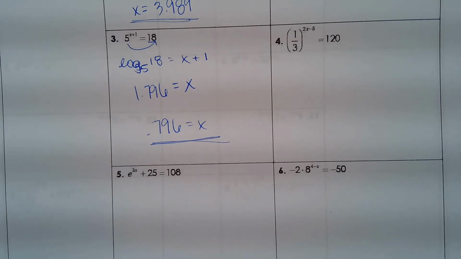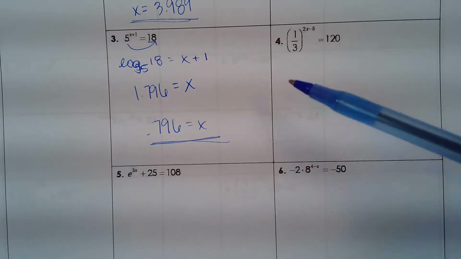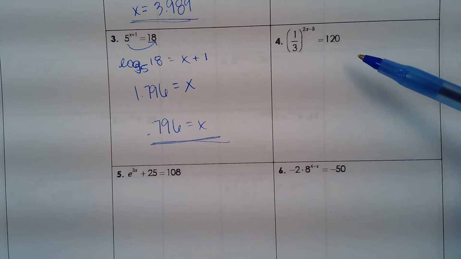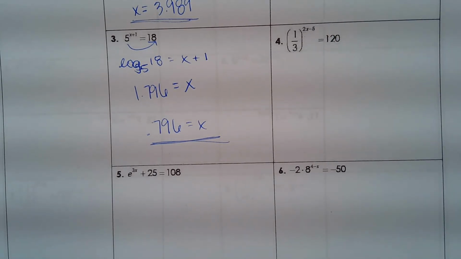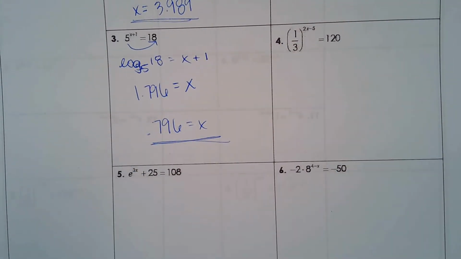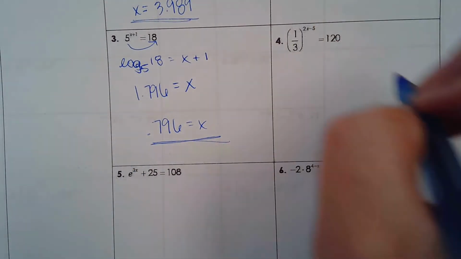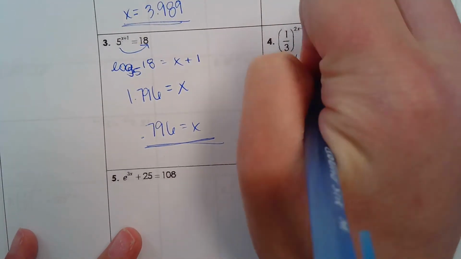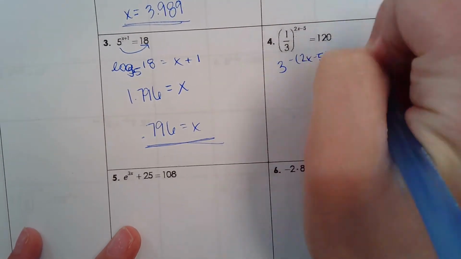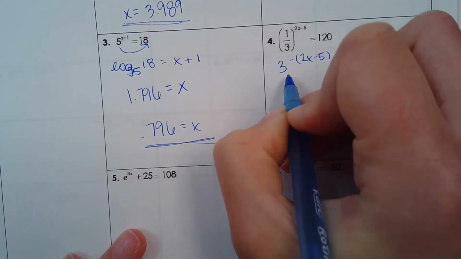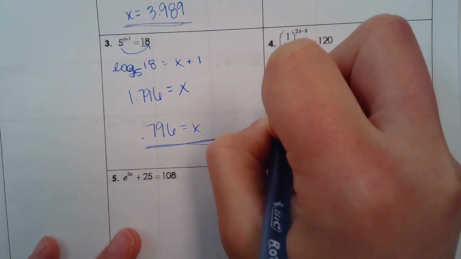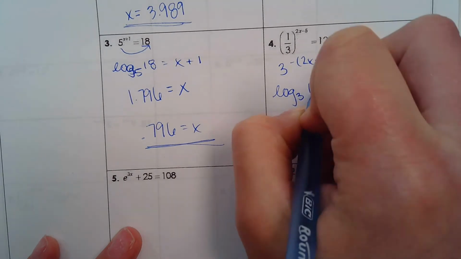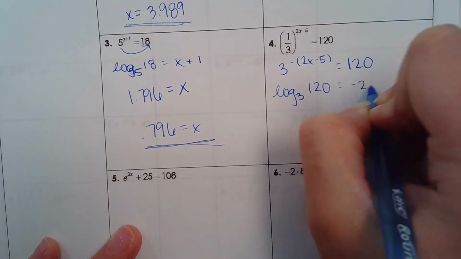So what I did for number 4, we can rewrite that as 3 to the negative whatever. Then we don't have to worry about odd things happening with a 1/3 as our base. So I think that's helpful. So we'll do that one. We can make this 3 to the negative 2x minus 5 equals 120. And then from there we'll do around the world to rewrite it. So we'll say log base 3 of 120 equals negative 2x plus 5.